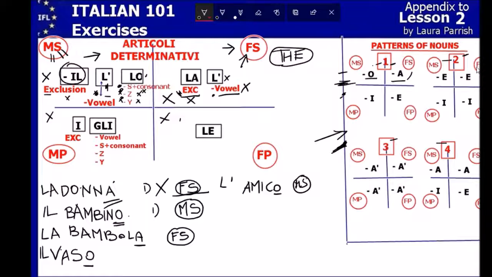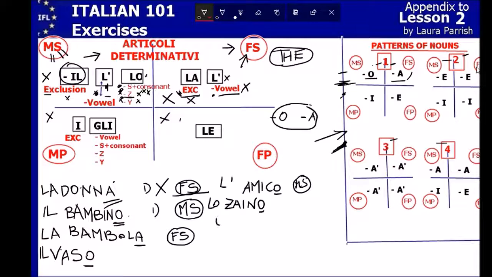Next word, zaino, that means backpack. So, ending in O, you know it is masculine singular. Remember, the majority of Italian words, almost all Italian words, when ending in O are masculine, and when ending in A are feminine. This is a general rule. Of course, there are exceptions, but it's a good thing to remember. So you know it's masculine singular. You go here: start with S plus consonant, no. Start with Z? Yes, it starts with Z. So you know the right article is lo zaino. Let's do a couple more.